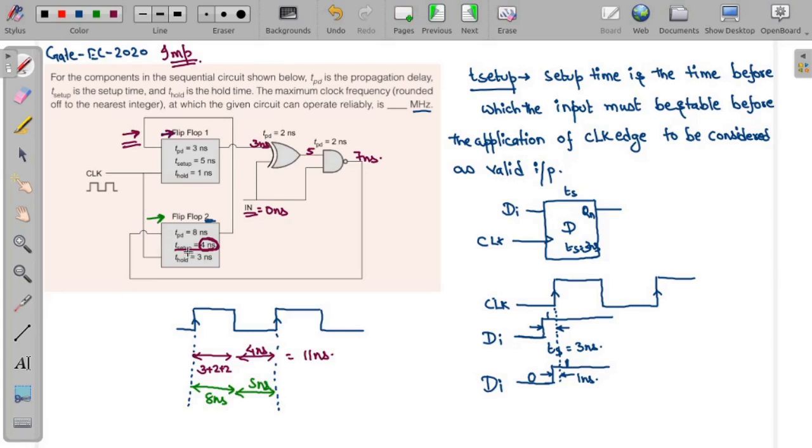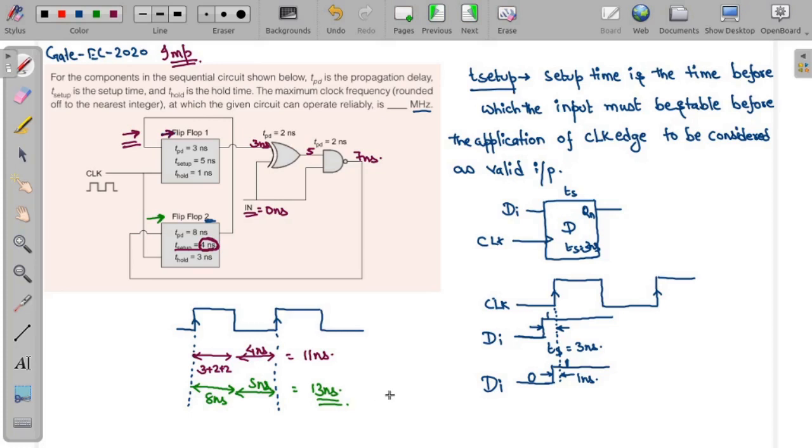So after the propagation delay of 8 nanoseconds, we feed the output to flip flop 1. Here the input should stabilize 5 nanoseconds before the next active clock edge. So how much do we get here? We get 13 nanoseconds. What we require is the maximum clock frequency at which the circuit can operate reliably.